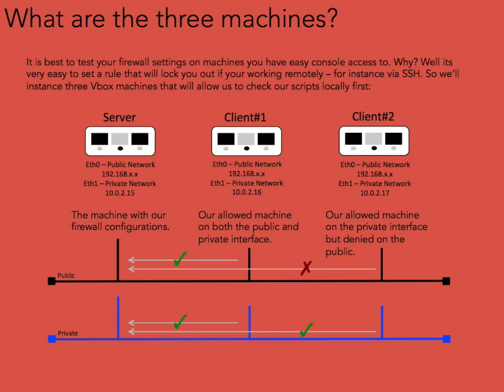Just lastly, what are the three machines where we're going to create a server, a client one and a client two? I've set up here, it is best to test your firewall settings on machines that you have console access to. I cannot emphasize enough the pain you will have if you go messing with IP tables directly on the cloud, and how easy and simple it is to lock yourself out of your machine, possibly then not being able to get back into it at all.